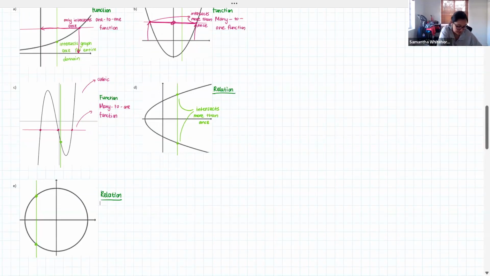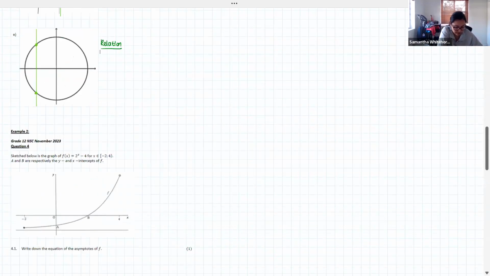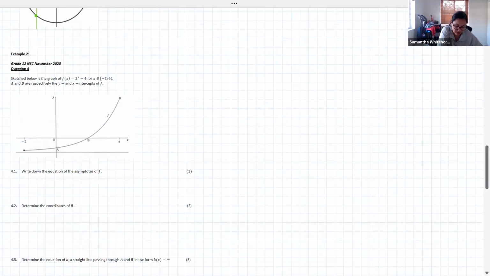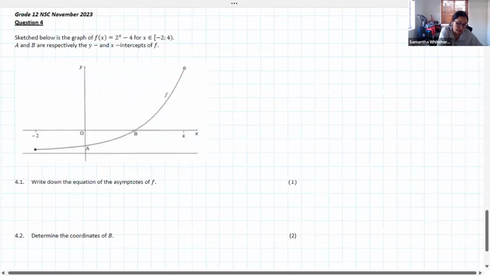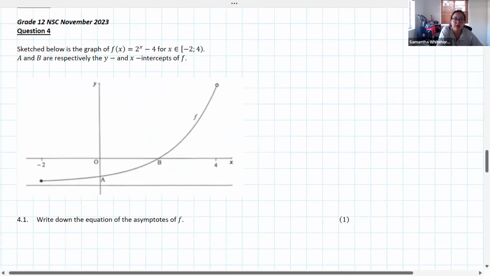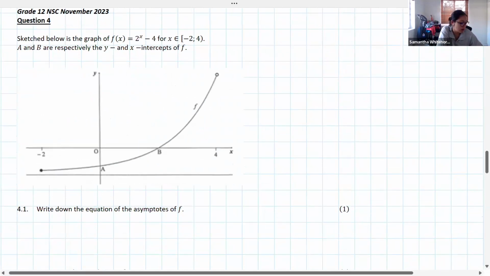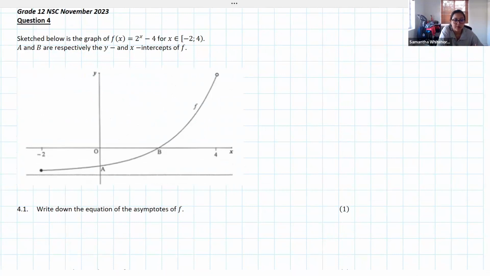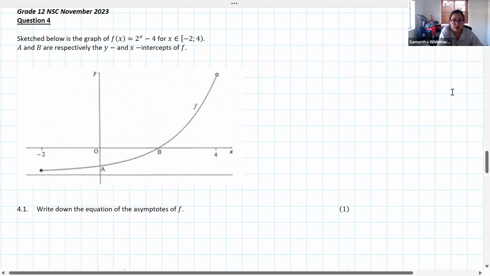Alrighty, guys. So let's have a look. So the reason I also wanted to do this specific question is because when we start to look at inverses, we focus a lot on the inverse of exponentials, and so we work quite a lot with exponential graphs. So it is really important for us to be able to understand the basics and go back to the basics of our exponential graphs that we learned in grade 11 and grade 10.